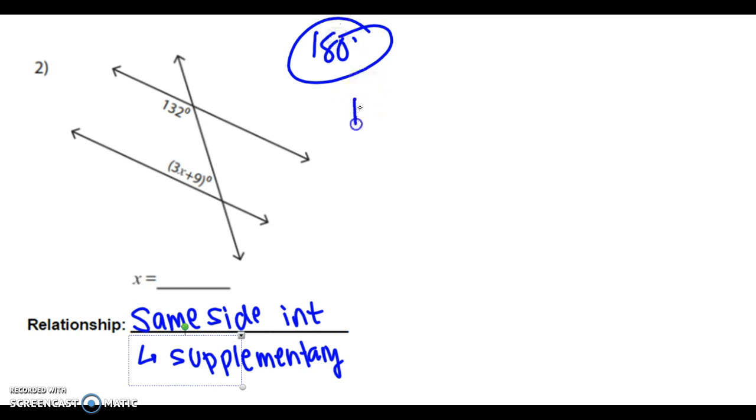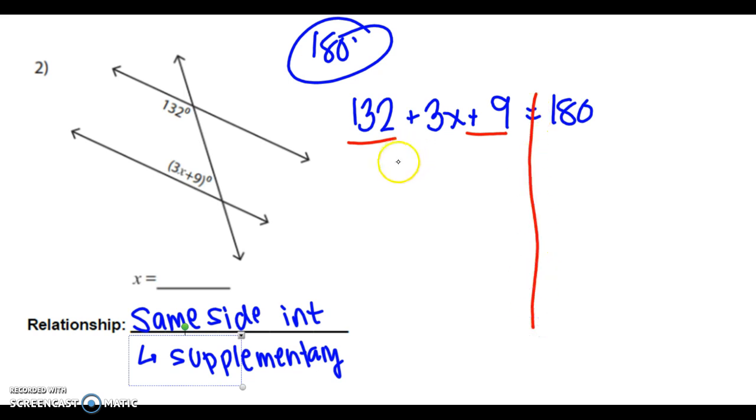I'm going to write out my angles. I've got 132 degrees plus the angle that says 3x plus 9. That needs to equal 180 since these are supplementary angles. And again, from here on out, I don't really need to go through this process anymore because we should be masters at it. We're combining like terms. I've got 141 plus 3x equals 180.